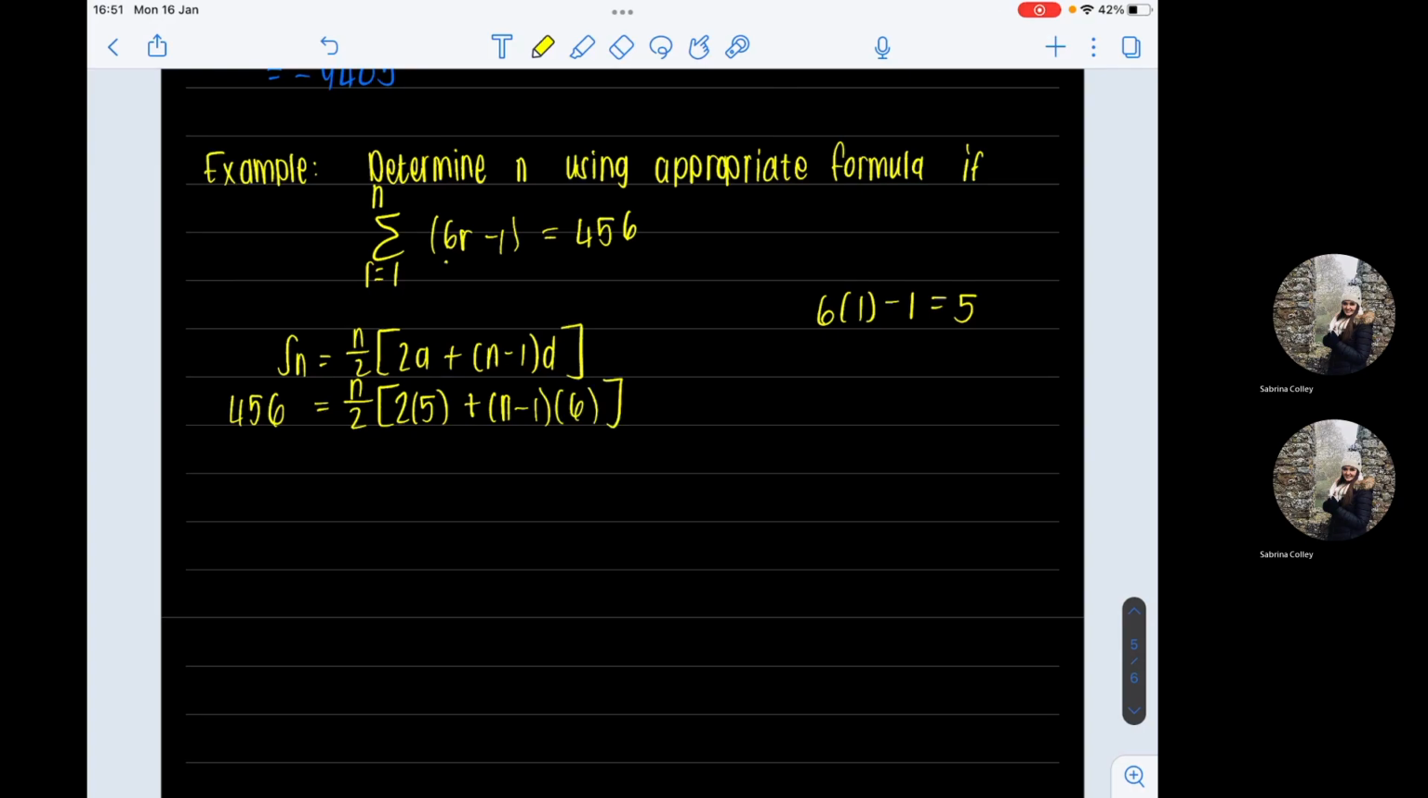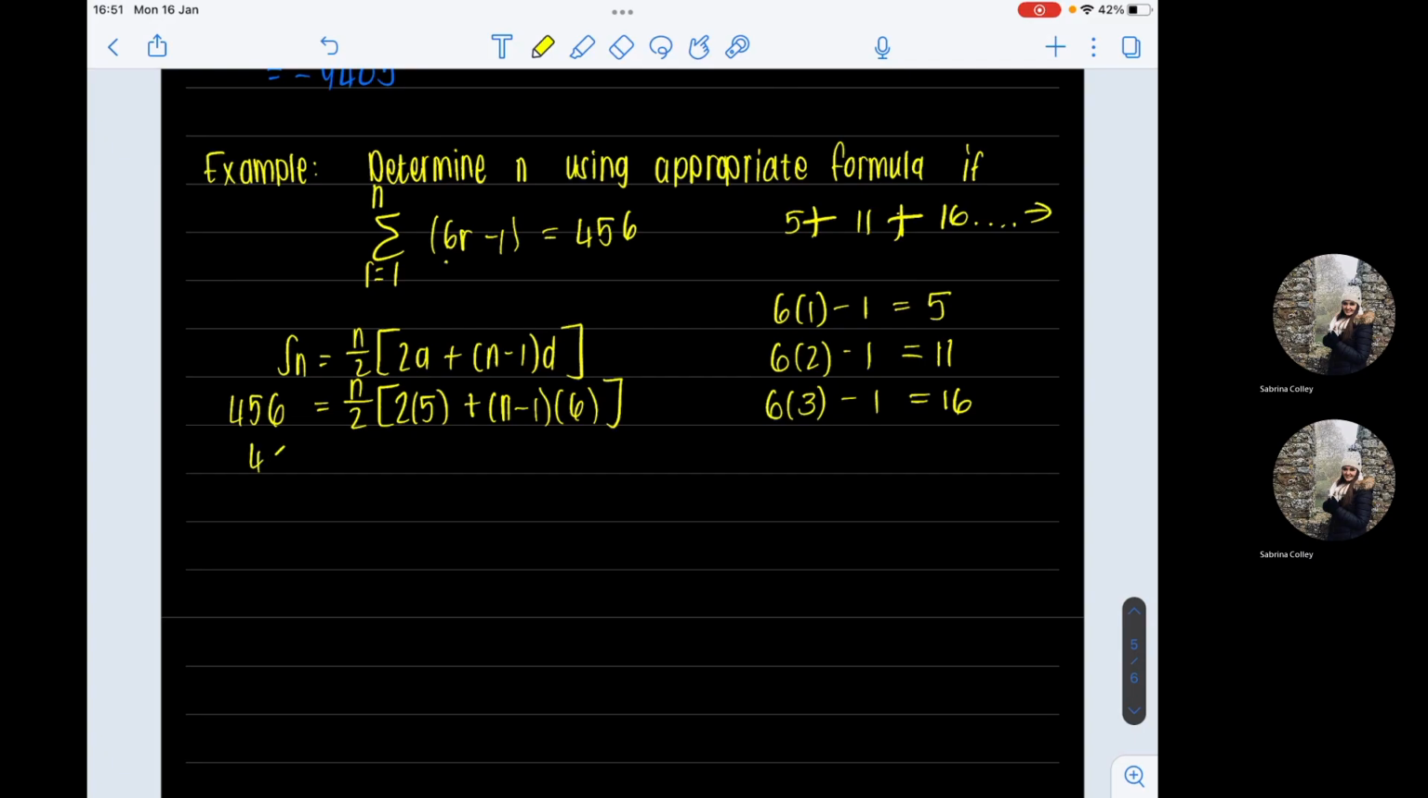Because if you expanded this, your first term, you would say, okay, it starts at 1, so it is 5. Then it would be 2, so that would be 12 minus 1 is 11. Then 3 is 16. So this sequence would look like this: 5, 11, and 16. And we are just trying to find out if we added those terms together up until term n, what that would give us 456. So until what term that is. So we have to do this algebraically.